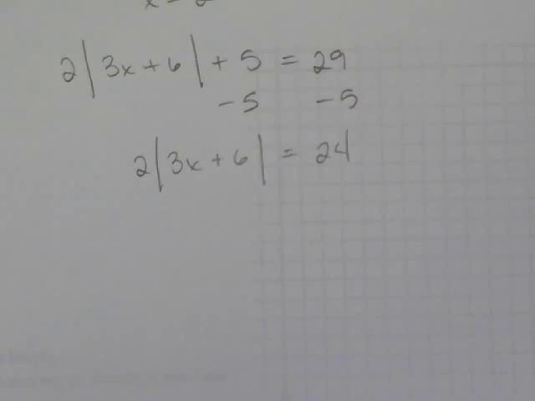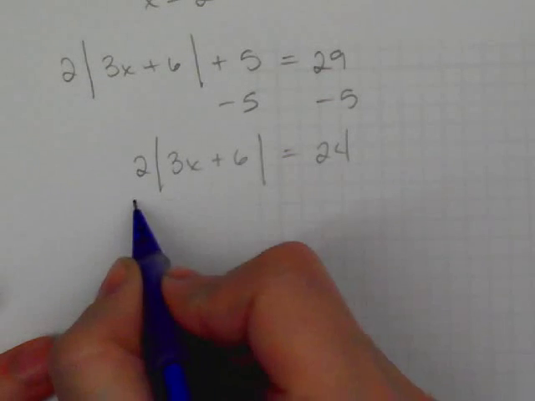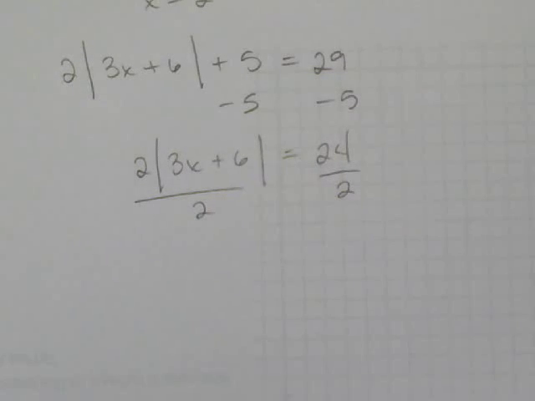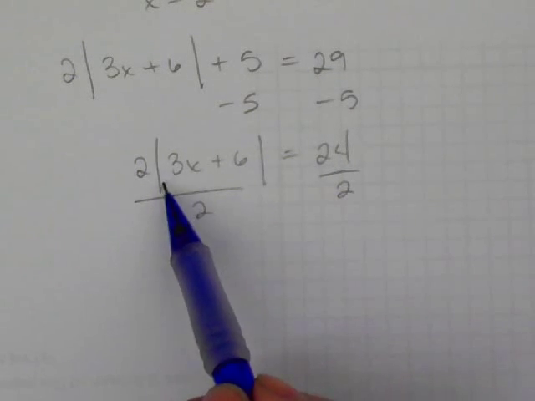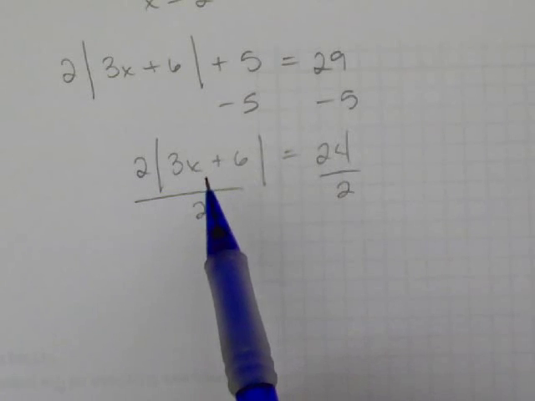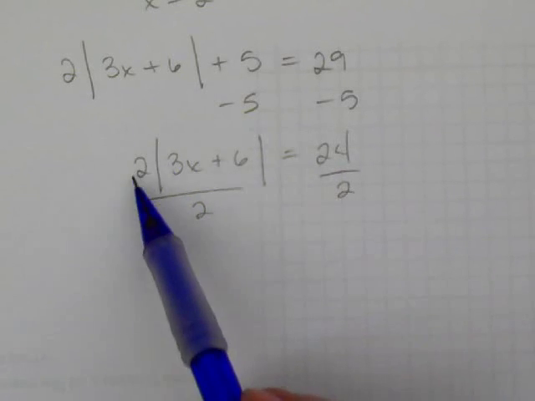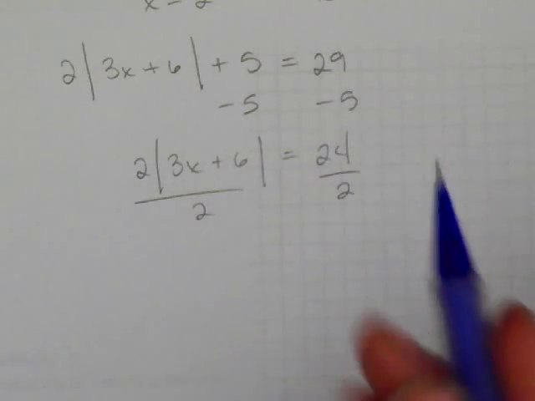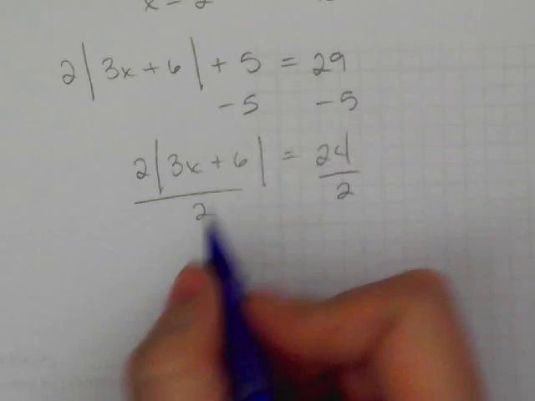What's my next step going to be? Getting rid of the 2, and how do I do that? I divide by 2. So something that's very important to understand, because a lot of people make this mistake, you cannot treat absolute value exactly like you would treat parentheses, meaning you cannot distribute this 2 into your absolute value. Don't do that. So you want to get rid of it by dividing by it.